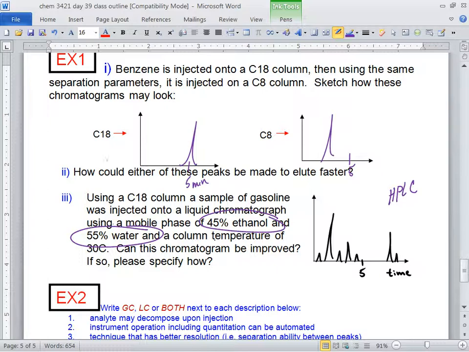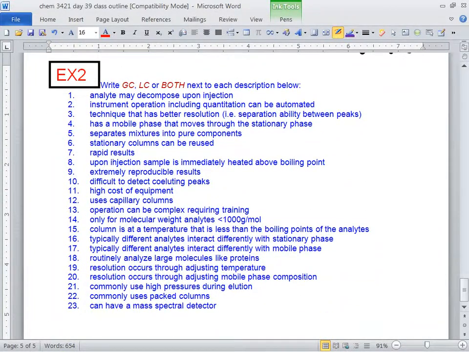Okay. So this can be part of the homework. Just write GC, LC, or both next to each one. And then add that to the homework since we're kind of out of time.